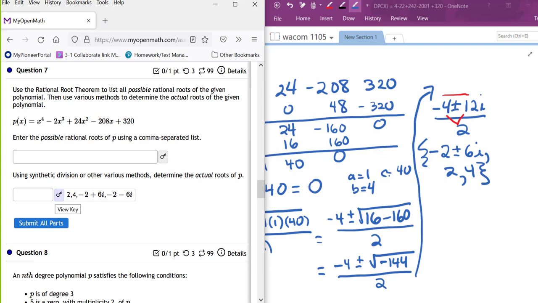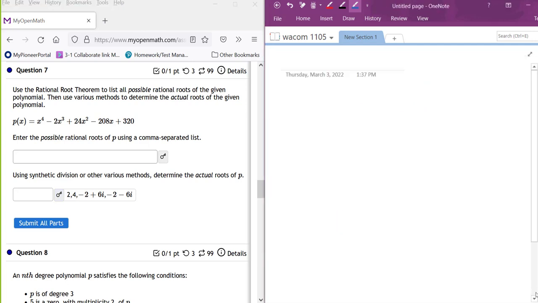All right. The next few questions ask us about making the equation. All right, so this was our work for finding the zeros. And let me get a new page.